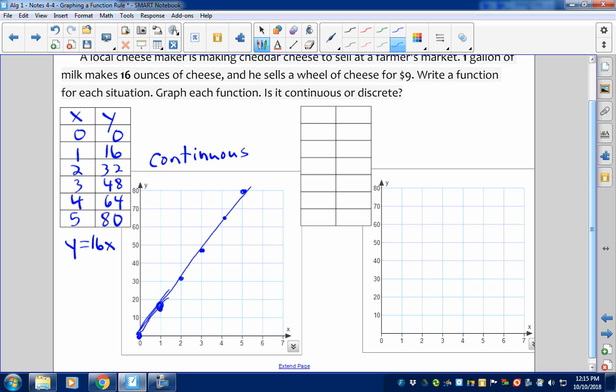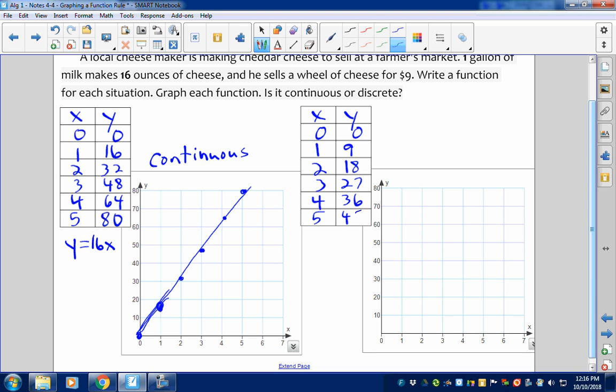But we're going to change up the scenario for the way in which he sells it. We're going to say he's going to package this in wheels. Wheels of cheese, and they're $9 each. If he doesn't sell any wheels, he gets $0. One wheel gives him $9. 2 wheels, $18. 3 wheels, $27. 4 wheels, $36. And 5 wheels, $45.